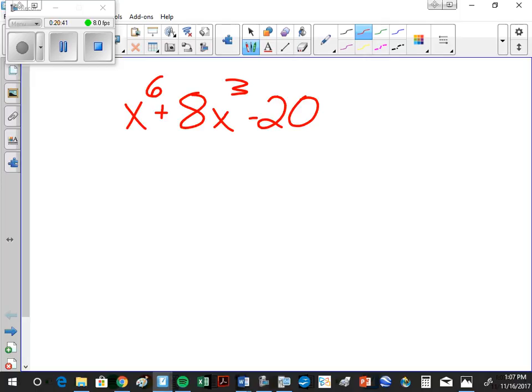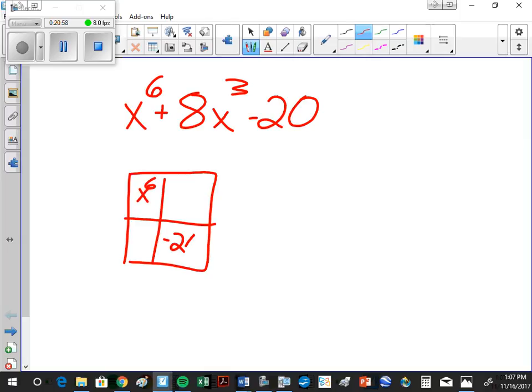Can we use the box on this? Yes. How? We have a 6 and a 3. The 6 is twice as big as the 3. I draw the box. X to the 6th and negative 20. Negative 20, x to the 6th.